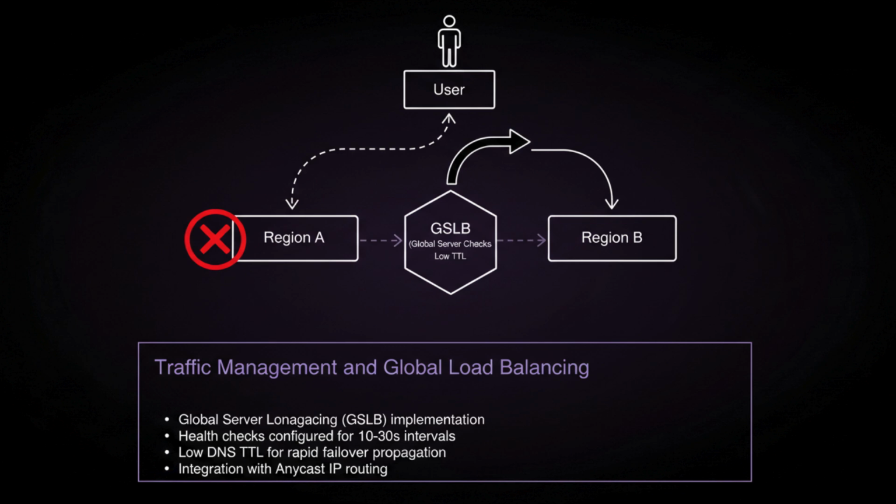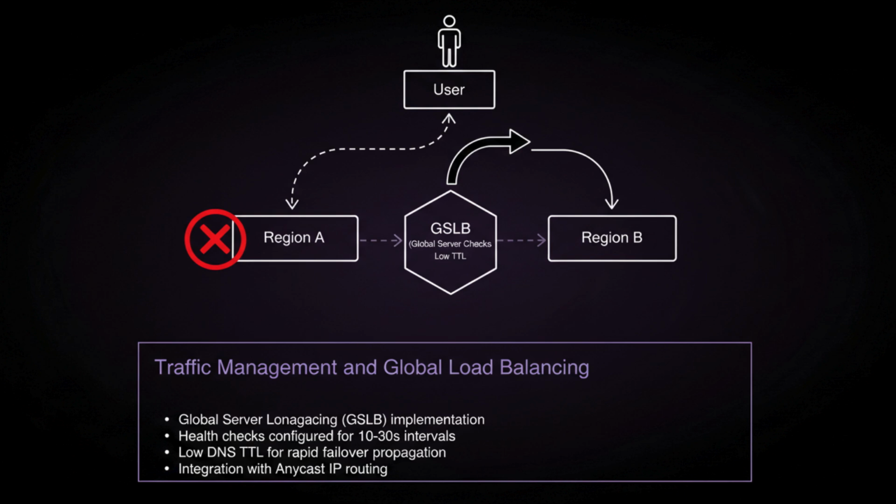By using DNS-based routing or Anycast IP addresses, we can direct traffic based on health checks. If Region A fails, the GSLB detects the outage and updates DNS records to point to Region B. For large-scale clusters, we utilize solutions like Cloudflare, Akamai, or AWS Route 53, with health checks configured for every 10 to 30 seconds. This automation reduces the need for manual intervention during a crisis.